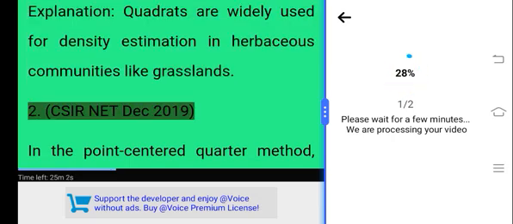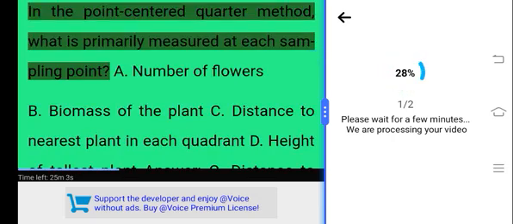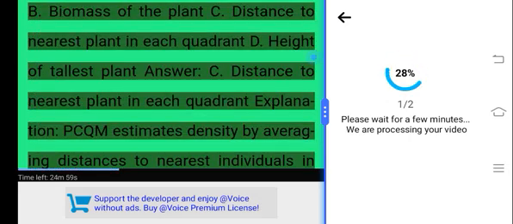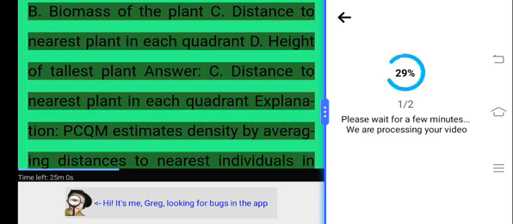2. CSIR-NET December 2019. In the point-centered quarter method, what is primarily measured at each sampling point? A. Number of flowers. B. Biomass of the plant. C. Distance to nearest plant in each quadrant. D. Height of tallest plant. Answer. C. Distance to nearest plant in each quadrant. Explanation. PCQM estimates density by averaging distances to nearest individuals in 4 quadrants.